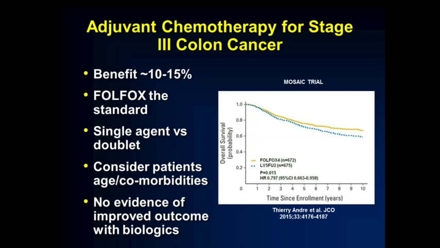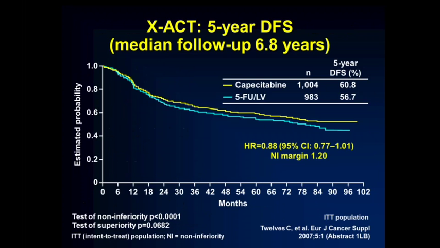And in addition to that, there have been multiple clinical trials looking at adding biologic agents like anti-VEGF therapy and anti-EGFR therapy to this chemotherapy, and it has yet to show any improvement in outcomes. So there really is no role of biologic therapy in an adjuvant setting. So if you see that being given, question that significantly.